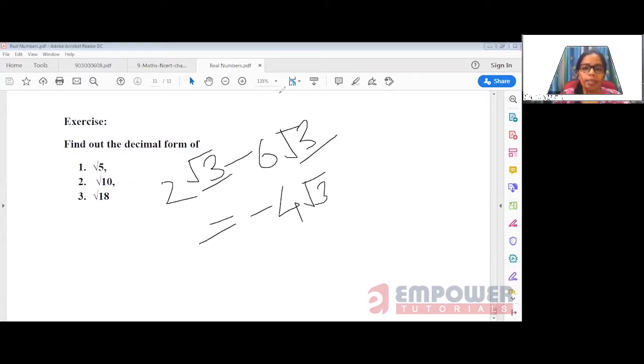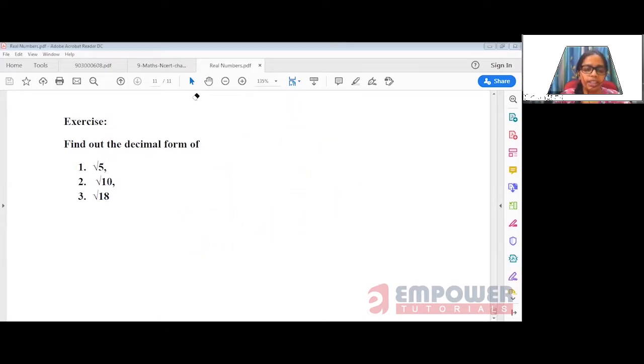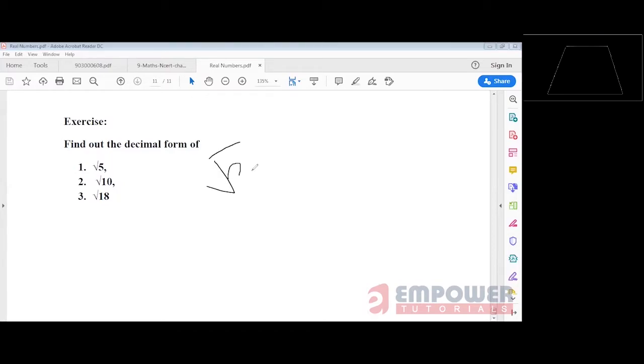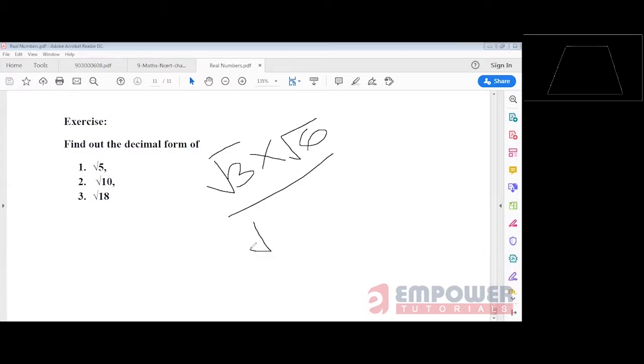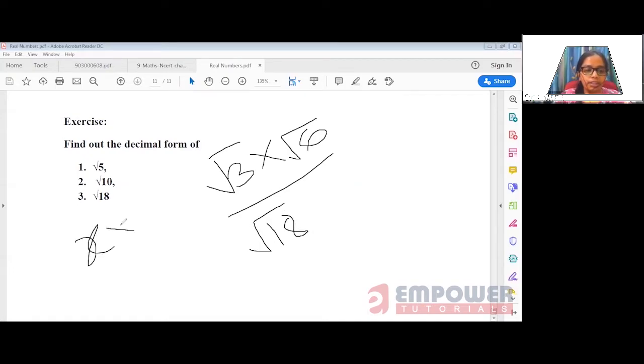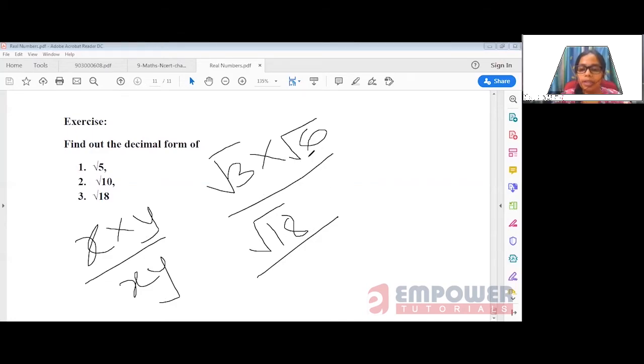Can I multiply two irrational numbers? Yes. If I have something like root 3 into root 6, what will be the answer? Root 18. So we will use the same idea. If we are considering two variables, we can multiply them, and it will be xy. The same is the case for this, so this will be root 18. So yes, I can multiply two irrational numbers.